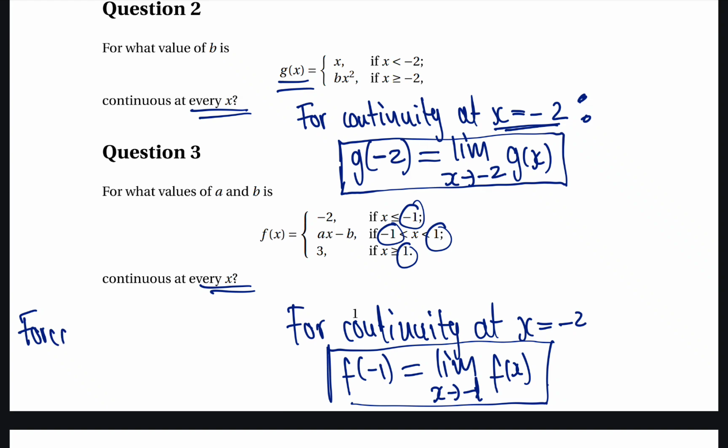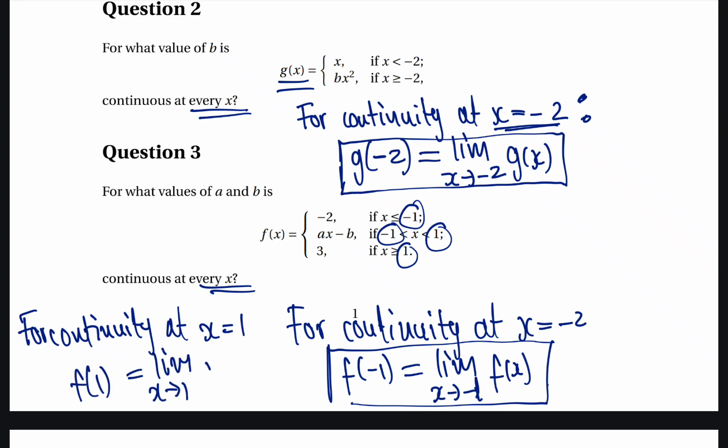Here we'll again say, what about the other point? For continuity at x equal to 1, we'll now say f of 1 is going to be equal to the limit as x approaches 1 of f of x. That is how we are going to be testing continuity. We're going to solve f of 1, we get it. Then we'll solve this limit. We'll come from the left, we'll come from the right. And when we have them, we're going to make those things equal. Then we are going to check.